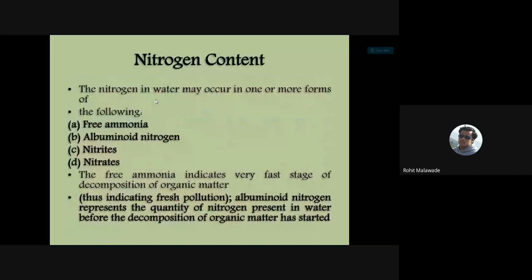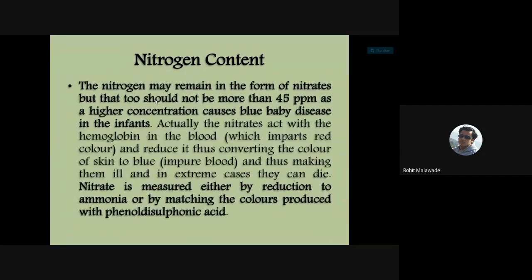Then we will see the nitrogen content. Okay, the nitrogen content will also be there in the water.